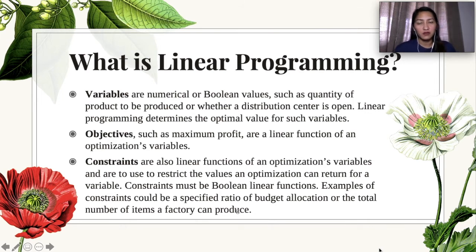Pangalawa, objectives. Ang isang halimbawa ng objective ay i-maximize mo yung profit. So, objectives are linear function of an optimization's variables. Pag naman sinabing constraints, ito ay linear functions din ng optimization's variables and are used to restrict the values an optimization can return for a variable. Ang example ng constraints ay specified ratio of budget allocation or total number of items a factory can produce.